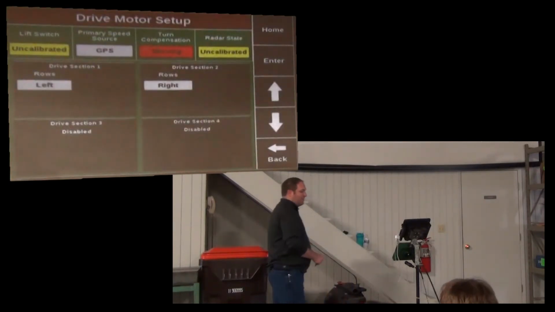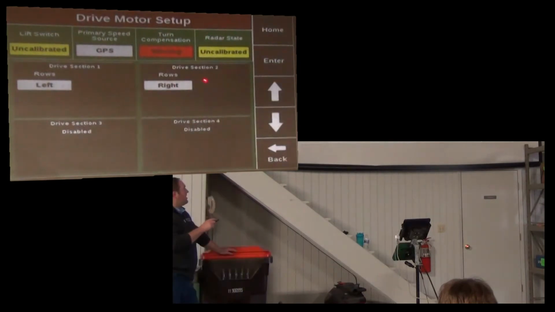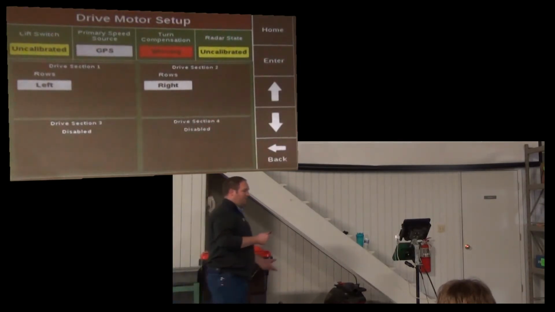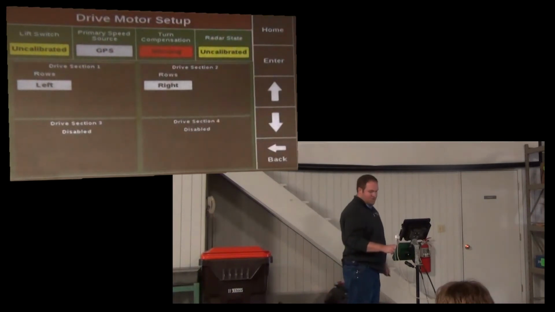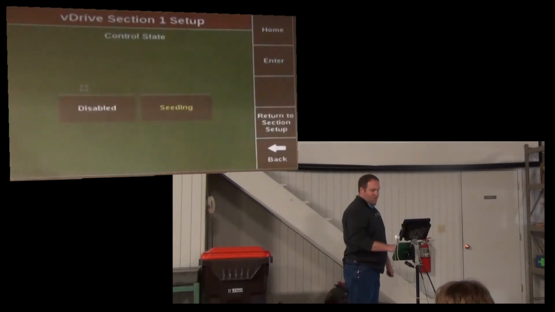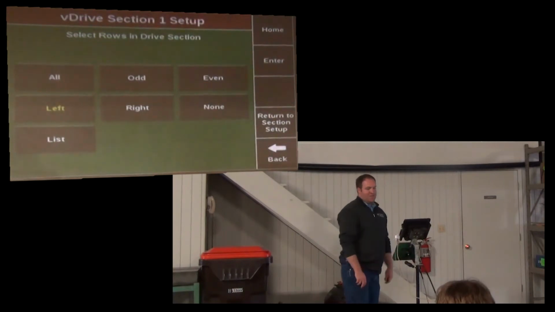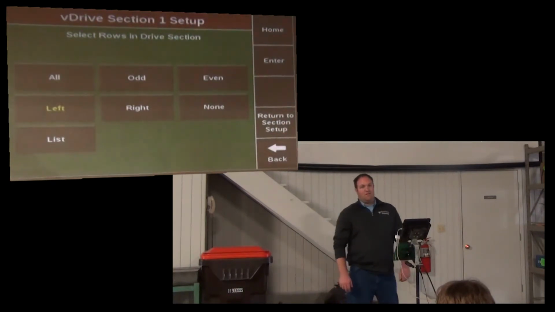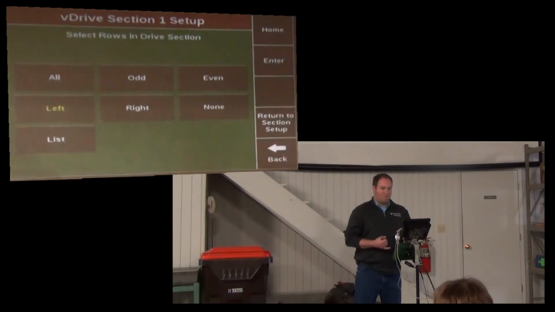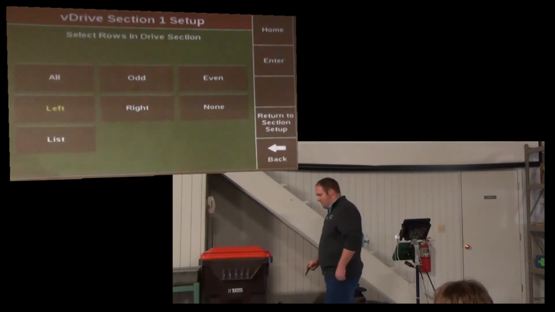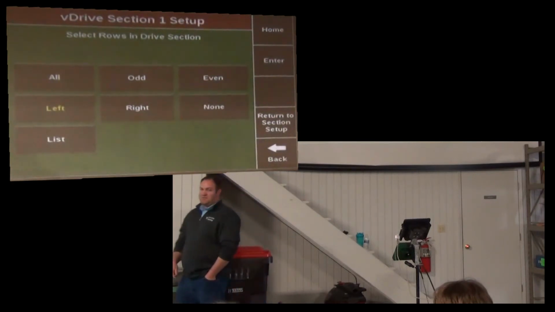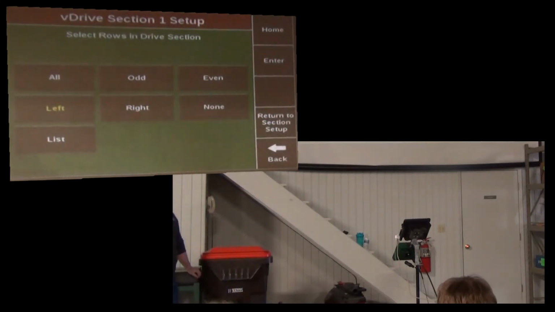So if you have V drive, there's this drive motor setup. You can set up to 4 drive sections here. Basically, if I touch on drive section 2, I'm going to disable that. Drive section 1, for seating, I can select whatever rows I want to here. This is just a drive section for either manual population control or assigning a different attribute to different drive sections. So there's some guys that have been on this here with V drive, they just put drive section 1 as all their rows. And then when they assign a prescription, they're only going to assign an attribute to the whole planter, and the whole planter is going to do its thing.